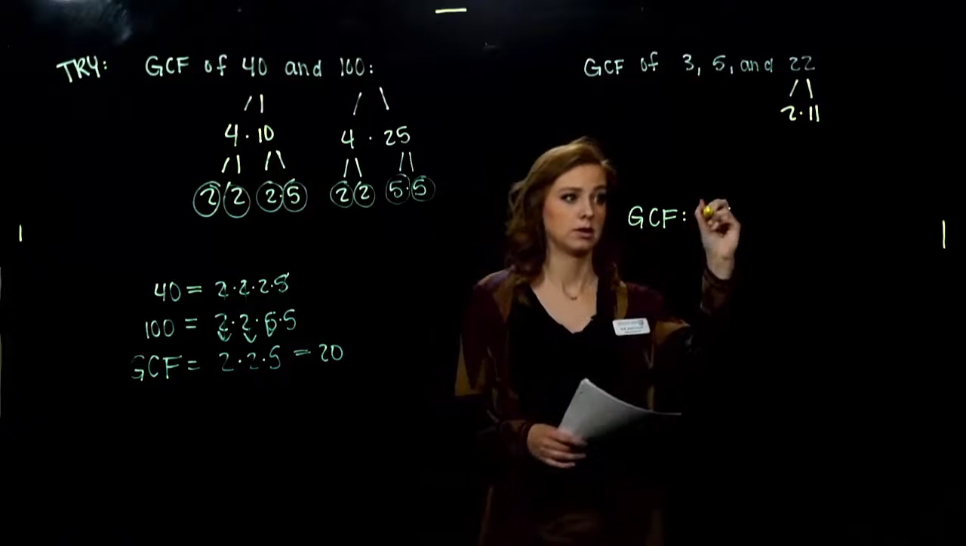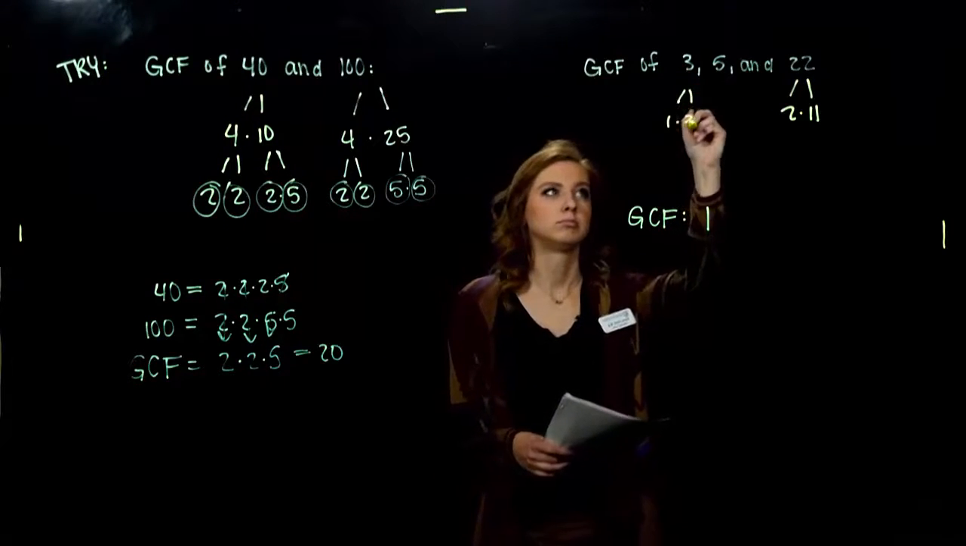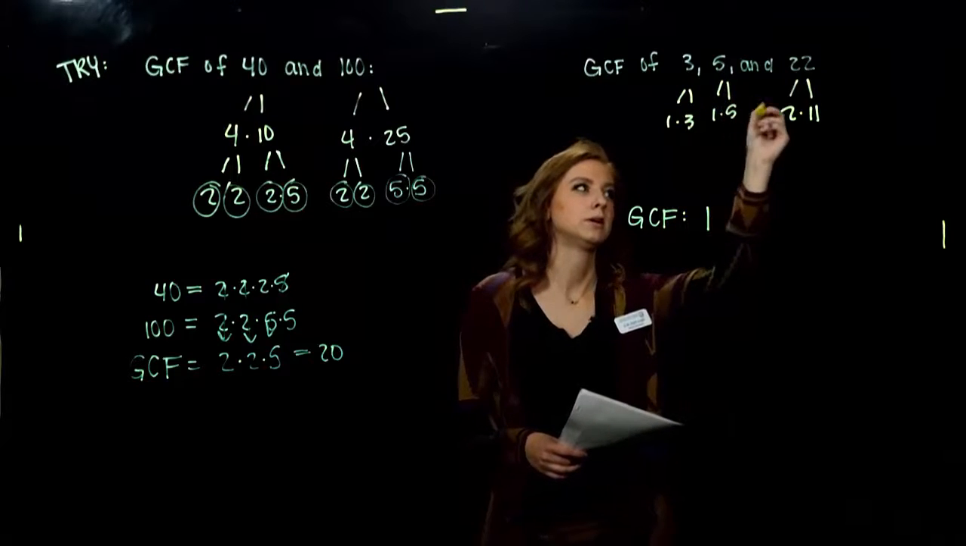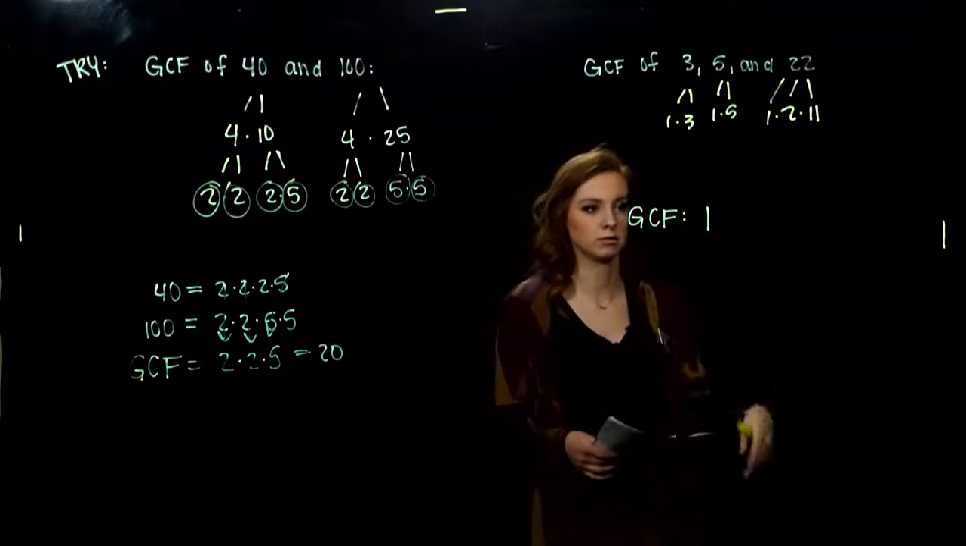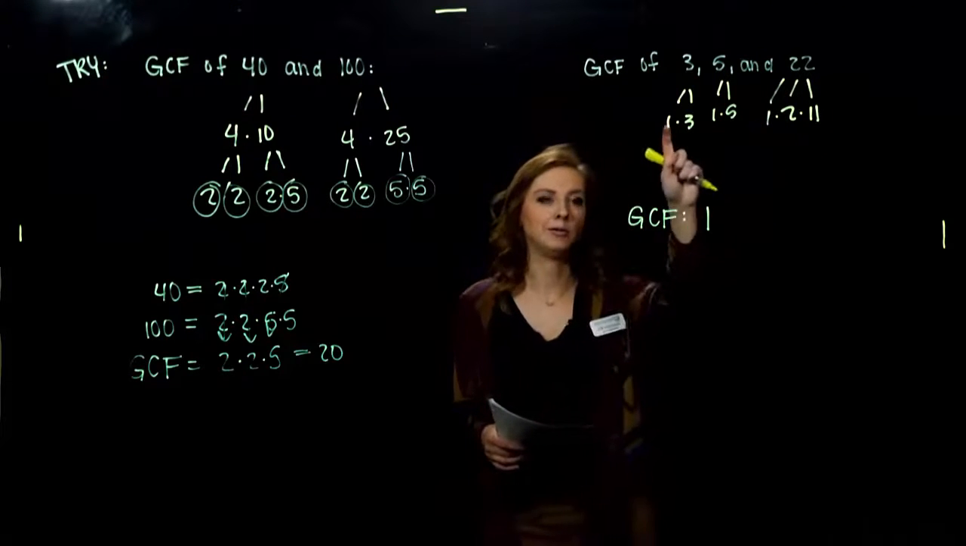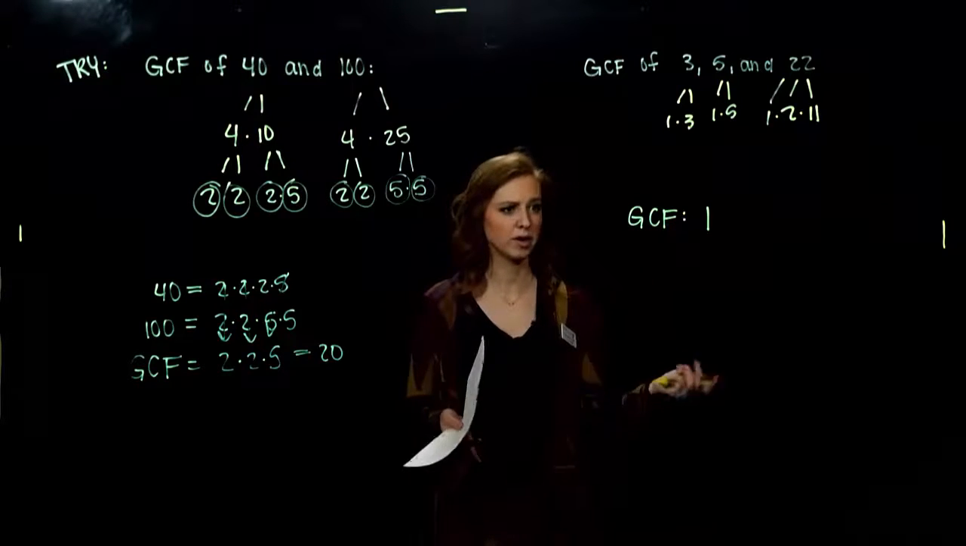1. I can take 3, break it up into 3 and 1. 5, 1 and 5. And I can multiply by another factor of 1. It's not going to change anything. So they all share that in common. So sometimes, greatest common factor is only 1. It's a little funny, but it's legit.